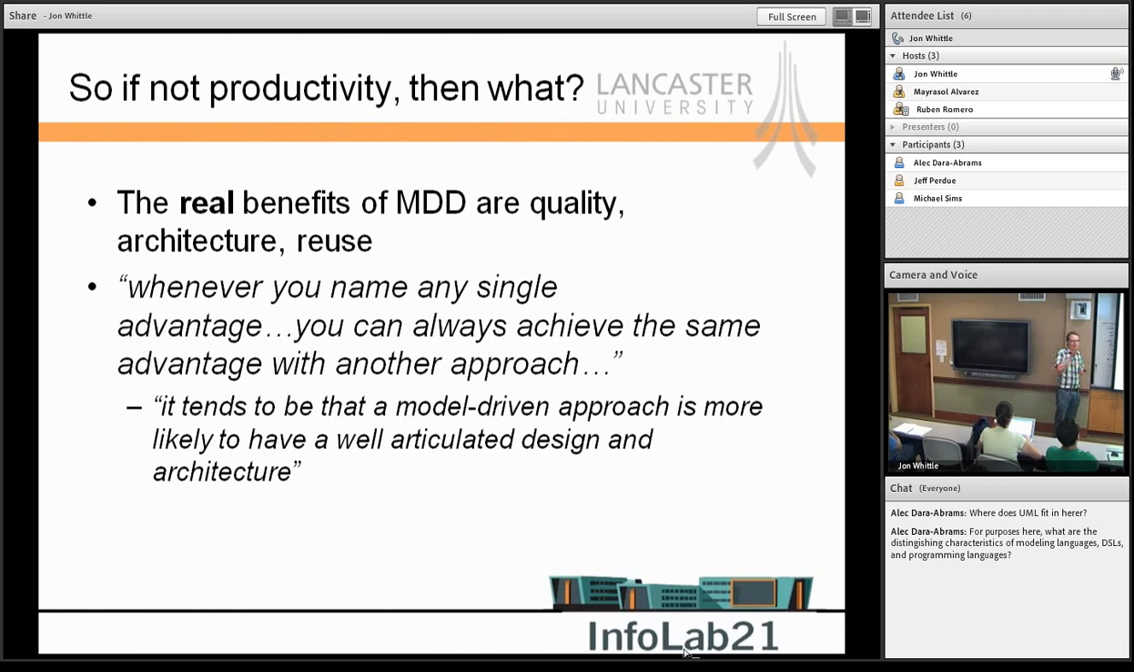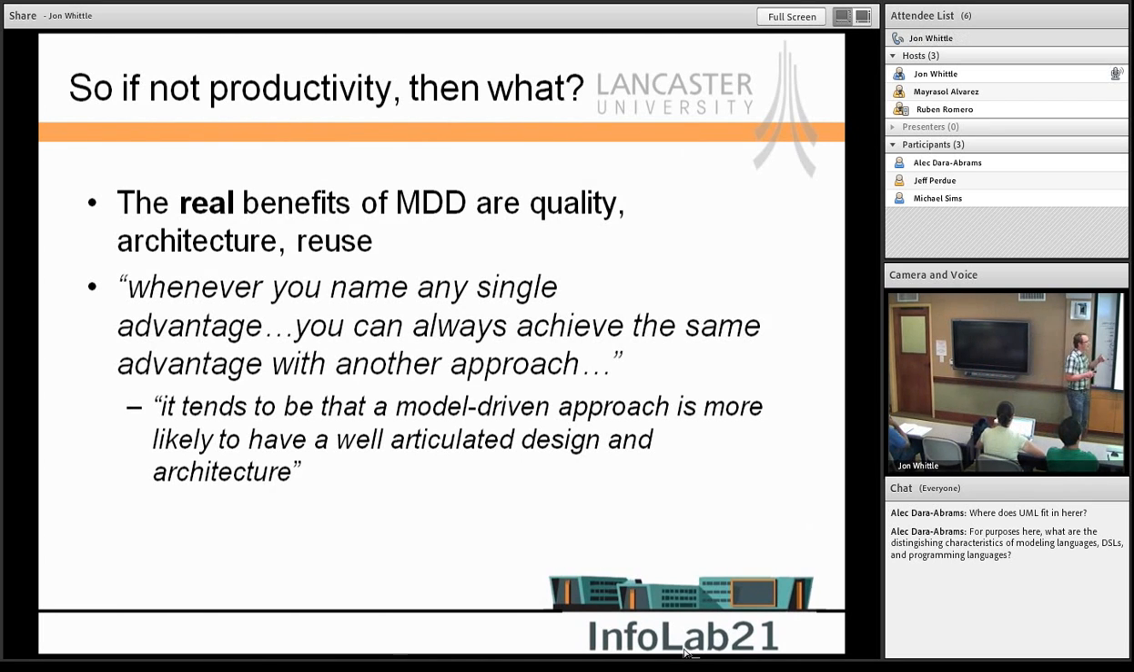For any given benefit of MDD, you can always find some other technology that does it better. But where MDD works really well is if you combine it with an effort to improve reuse, if you combine it with an effort to document your architecture properly. One company we talked to did exactly that. When they started, they introduced MDD at the same time as introducing a reuse group, and they found that the two really worked well together.